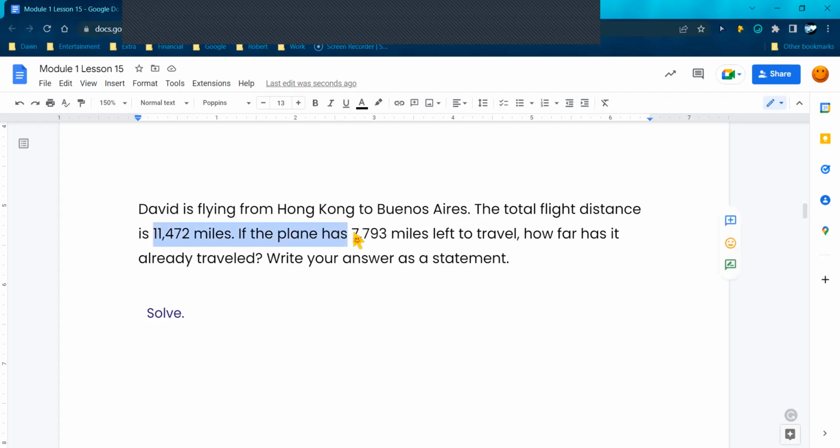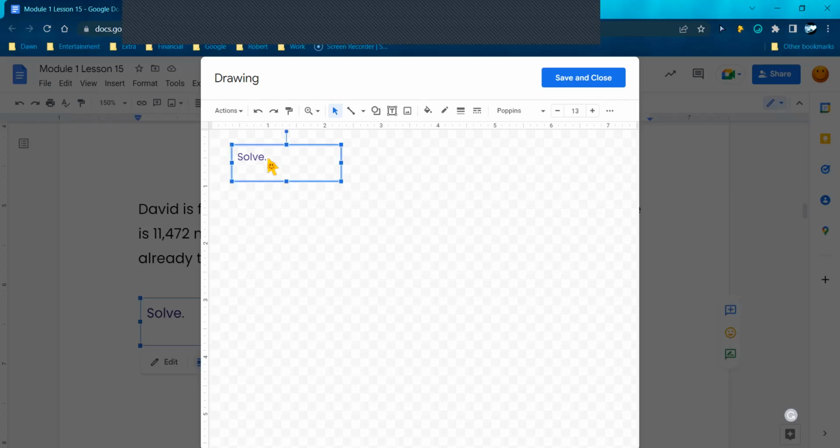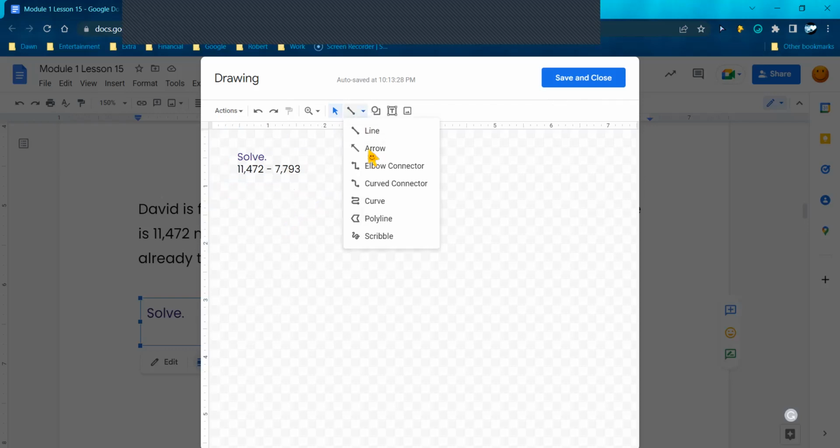So I'm going to take my numbers. I'm going to hit Control C. I'm going to hit solve and double click. I'm going to click next to the solve. I'm going to hit enter and then do Control V. Now I see that my bigger number is up first. So all I have to do is put in my subtraction sign. Remember, we are subtracting right now. I'm going to my line, clicking out, going to my line, hitting the upside down triangle so I can select scribble.